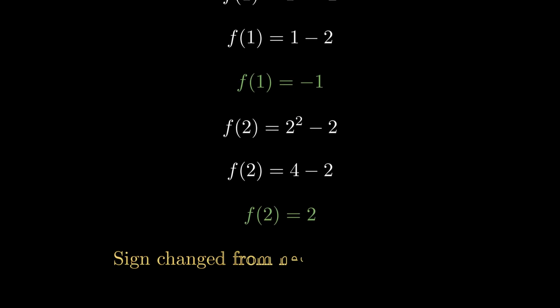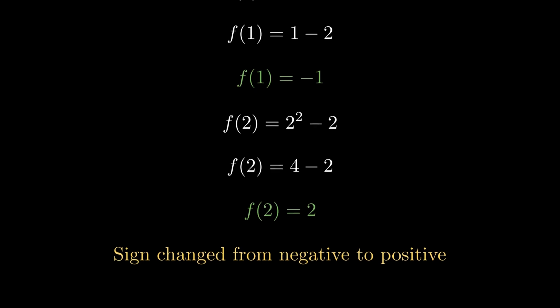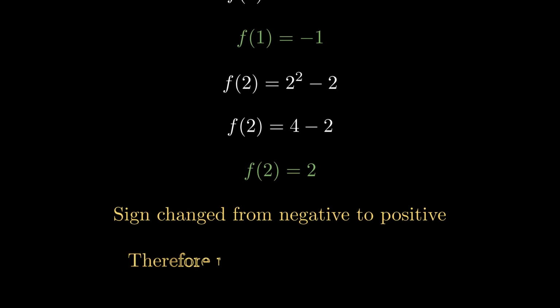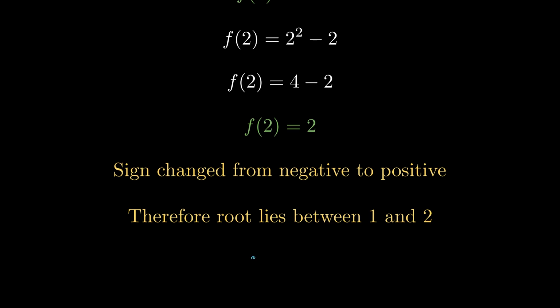Notice that the function changed from negative to positive. This means the graph crossed the x-axis somewhere between 1 and 2. We now choose 1.5 as the initial approximation because it lies between 1 and 2.